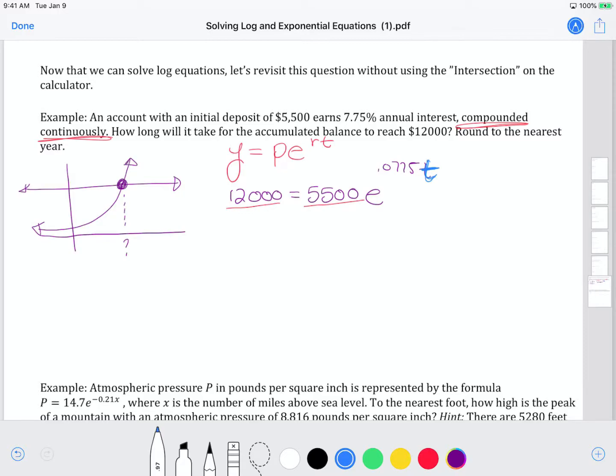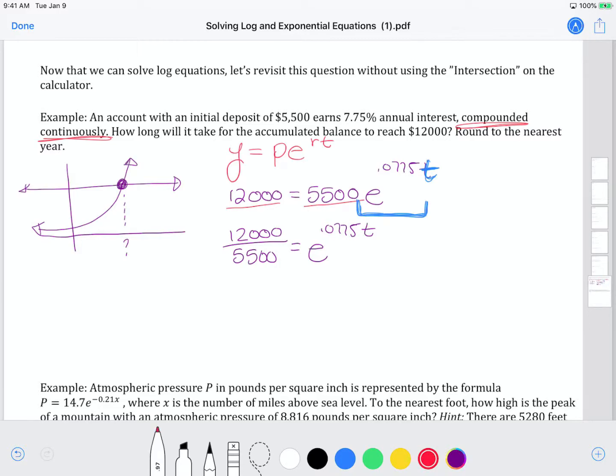Because we're trying to solve for a variable that's in the exponent, this now is an exponential equation. And if you think back, the way that we solve an exponential equation is we isolate the exponential part. The exponential part is the part with the base and the exponent with the variable in it. So the first thing I want to do is divide both sides by 5,500. So I'm going to have 12,000 divided by 5,500 is equal to e to the power of 0.0775t.